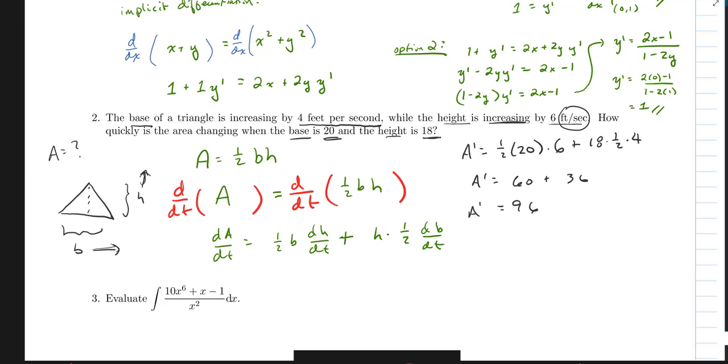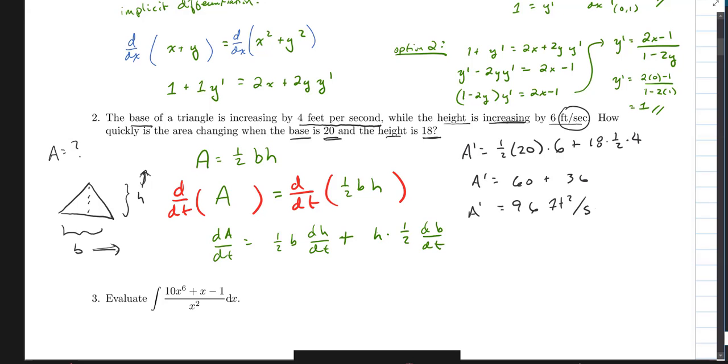What do I need to include to get full credit on this problem? The units. What are the units on this problem? Feet per second. Careful. We're measuring what? Area. How do you measure area? In terms of square feet. Right? Area is a square footage.